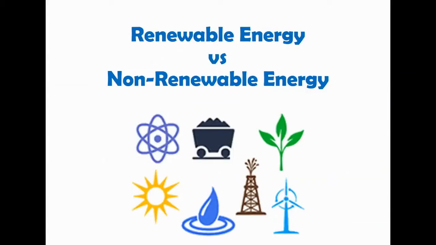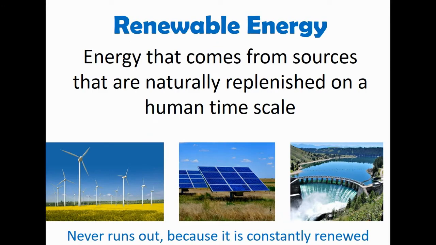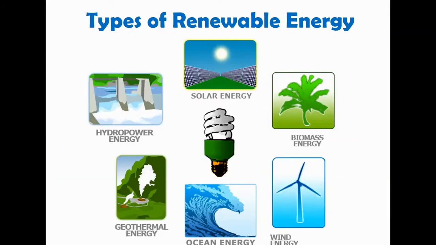The last topic we will discuss is renewable versus non-renewable energy sources. Renewable energy is energy that comes from sources that are naturally replenished on a human timescale. These sources of energy will never run out because they are constantly renewed. These are things like wind, sun, and flowing water. Let's take a moment and look at the types of renewable energy we have in Wisconsin and around our country.